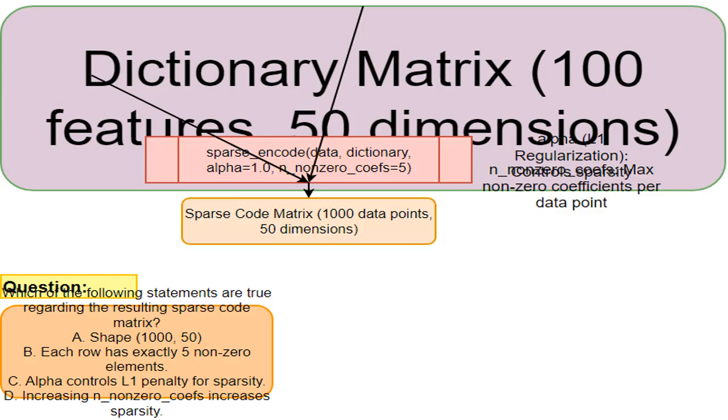This is a special matrix, the dictionary, that helps to compress data. It has 100 rows, matching the 100 features of my data points, and 50 columns, meaning it represents data in a 50-dimensional space. It acts as a codebook, using 50 atoms to represent 100 original features.